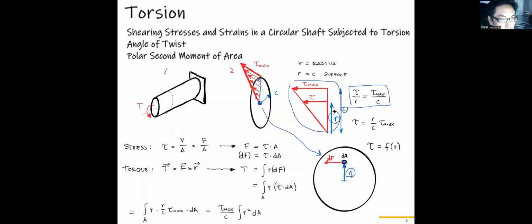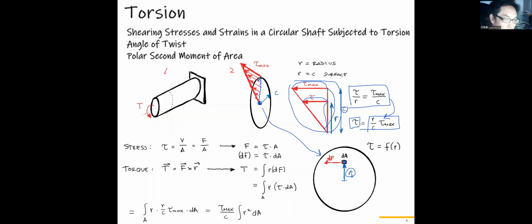You can compare them. The tau that we are going to figure out over r, the distance from the center, equals tau max, the maximum shear stress, over c, the radius of the shaft. So we can figure out this relation: the shear stress inside this circular cross section equals r divided by c times the maximum shear stress.